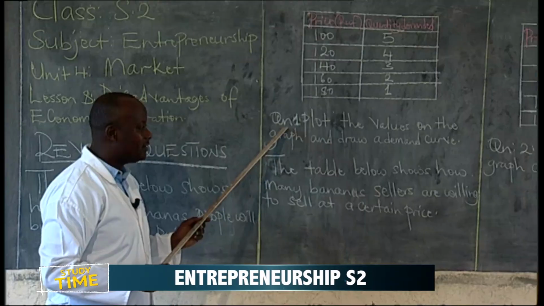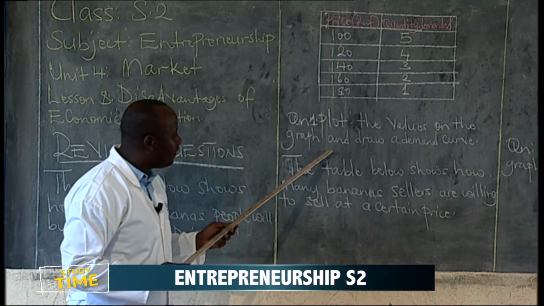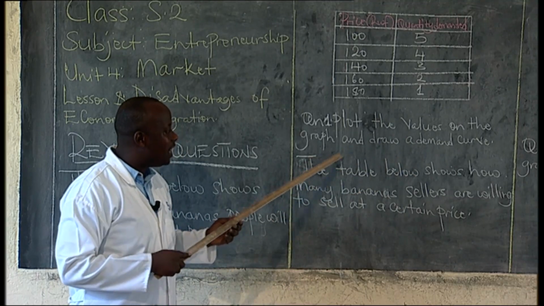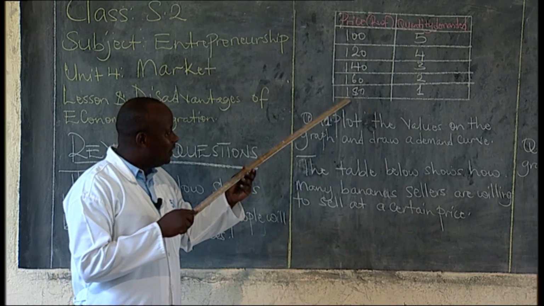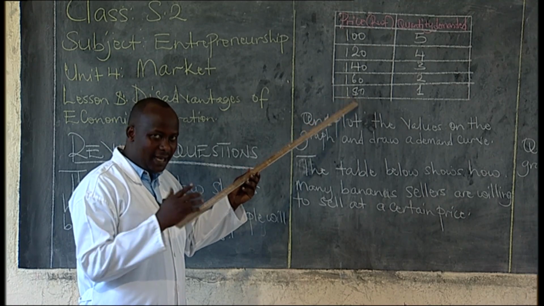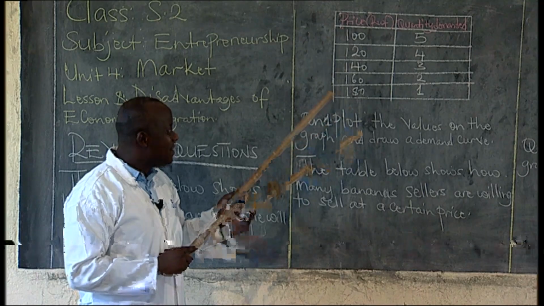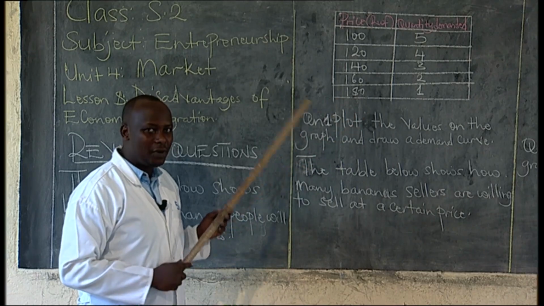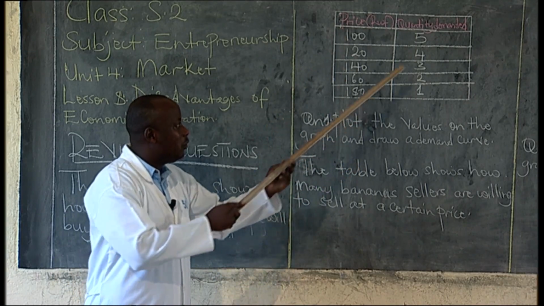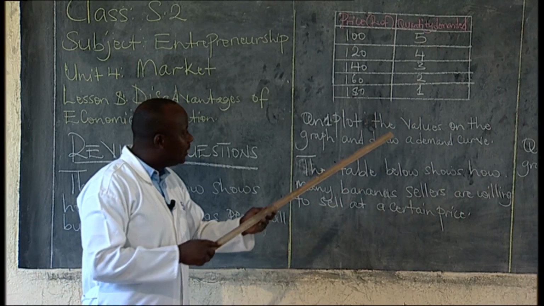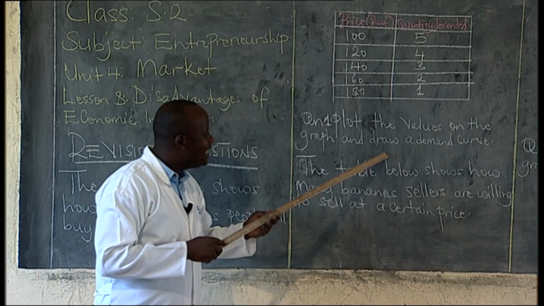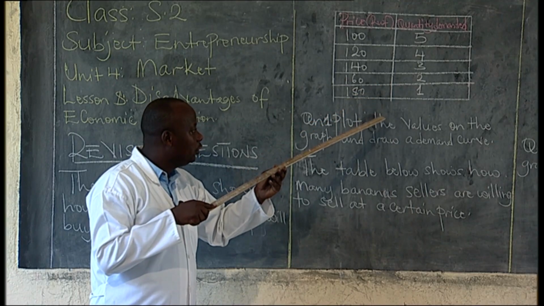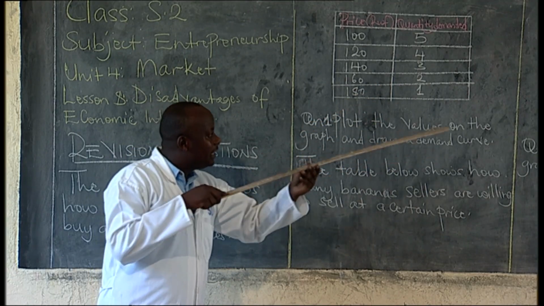Now, the first question is, plot the values on the graph and draw a demand curve. We are given a demand schedule. Remember, learners, what we learned in the previous lessons. We said a demand schedule is a table showing different quantities demanded at different prices. We are given different prices and different quantities. Now, we have to draw a demand curve using this demand schedule. The information that is on this schedule, we have to put it on a curve.